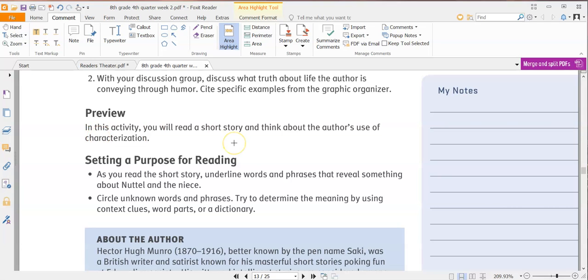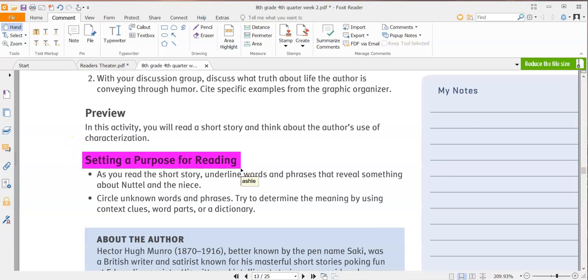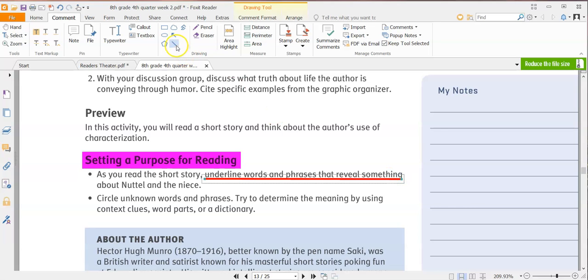In this activity, you're going to be reading a short story and thinking about the author's use of characterization. And then you're going to be setting a purpose for reading. As you read the short story, underline words and phrases that reveal something about Nuttall and the niece, or Nuttall? I don't know how to say that. So we're going to underline words and phrases that reveal something about Nuttall and the niece. We're going to circle unknown words and phrases as always and try to determine what they mean.